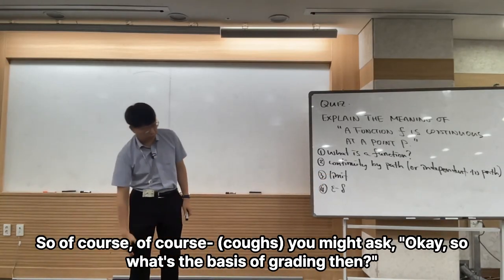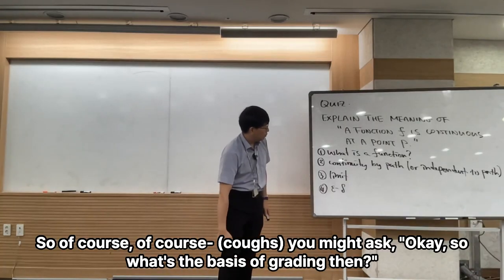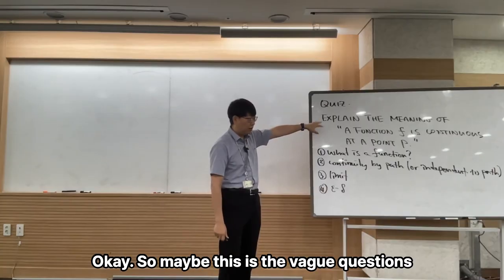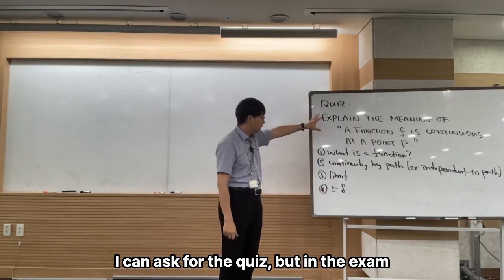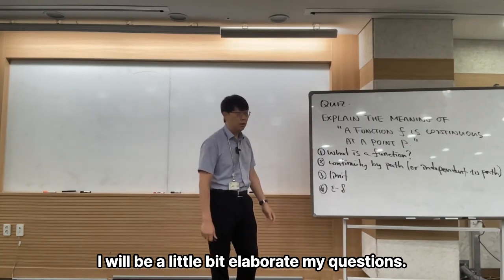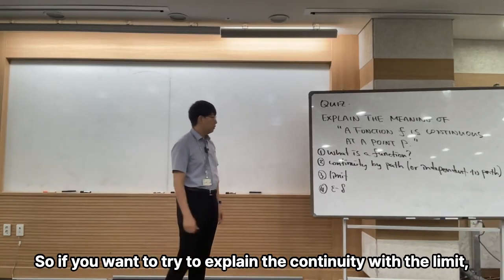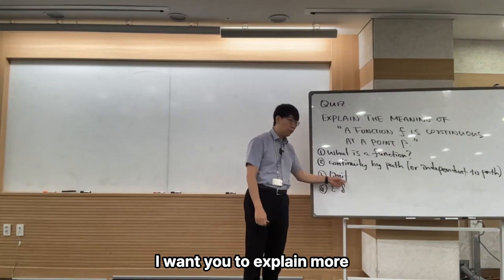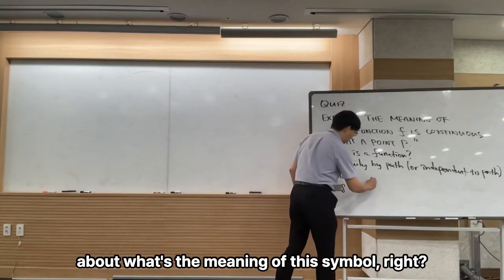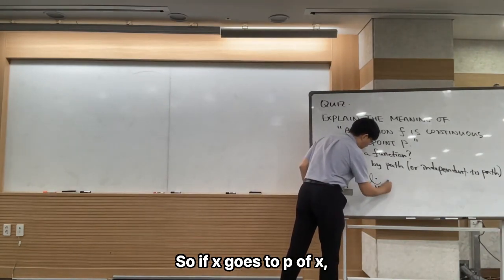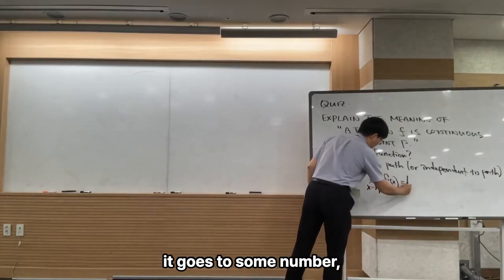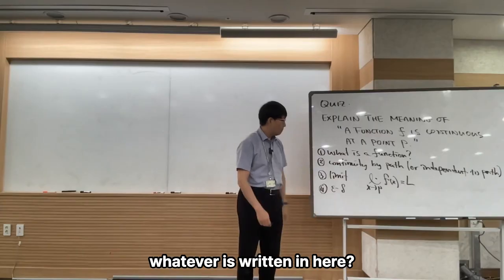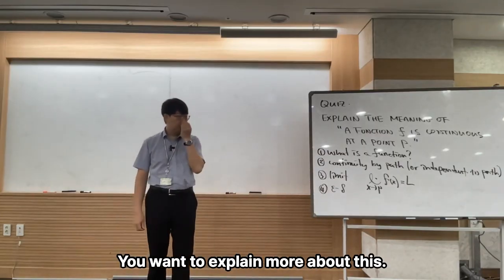So you might ask, okay, what's the basis of grading then? Maybe this is the vague question I can ask for the quiz, but in the exam, I will be a little bit more elaborate in my questions. If you want to explain the continuity with the limit, I want you to explain more about the meaning of this symbol. If x goes to p, f(x) goes to some number, what does that mean? What do you mean by whatever is written in here? You want to explain more about this.